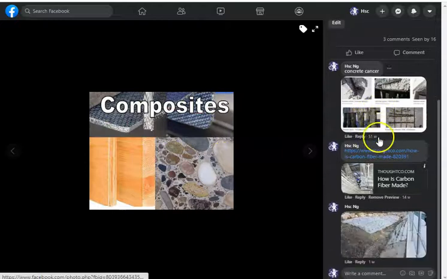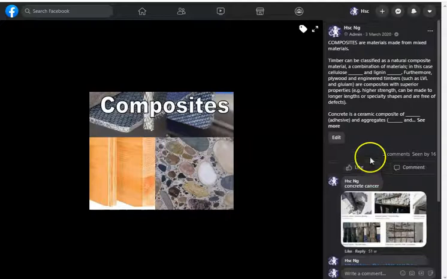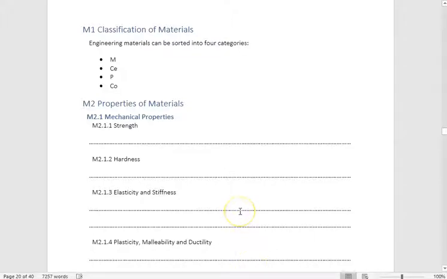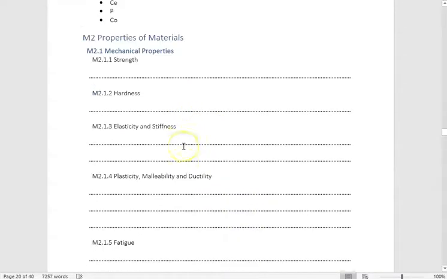We're mostly focused on concrete, so we have concrete cancer. I've got some geotextiles there, a few other things that we'll worry about when we get further down the course. So that's what we're going to look at in this chapter. It's a pretty important chapter. It's fundamental for what we do. So let's go through, we're just going to go through this one page today.